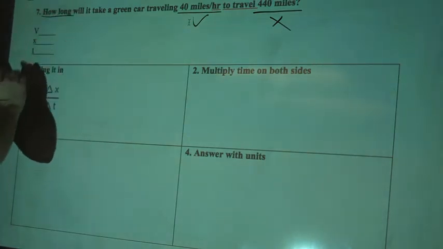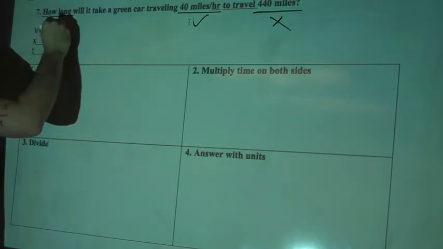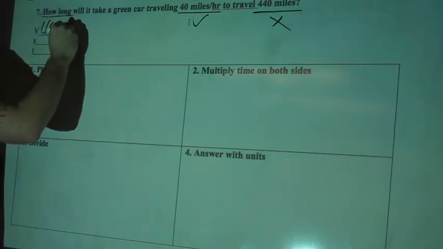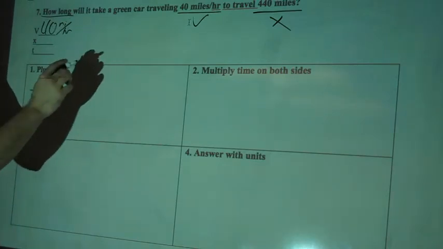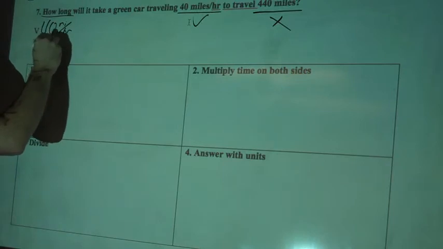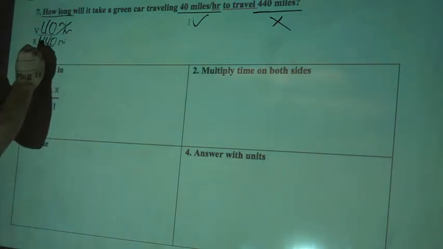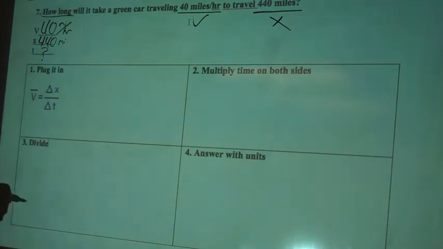So let's see, 40 miles per hour is my velocity. That's what we wrote over there. So I'll write 40 miles per hour. Travel 440 miles, so my distance is 440 miles. And my time, I don't know. We're trying to calculate that, so I'll put a question mark there.